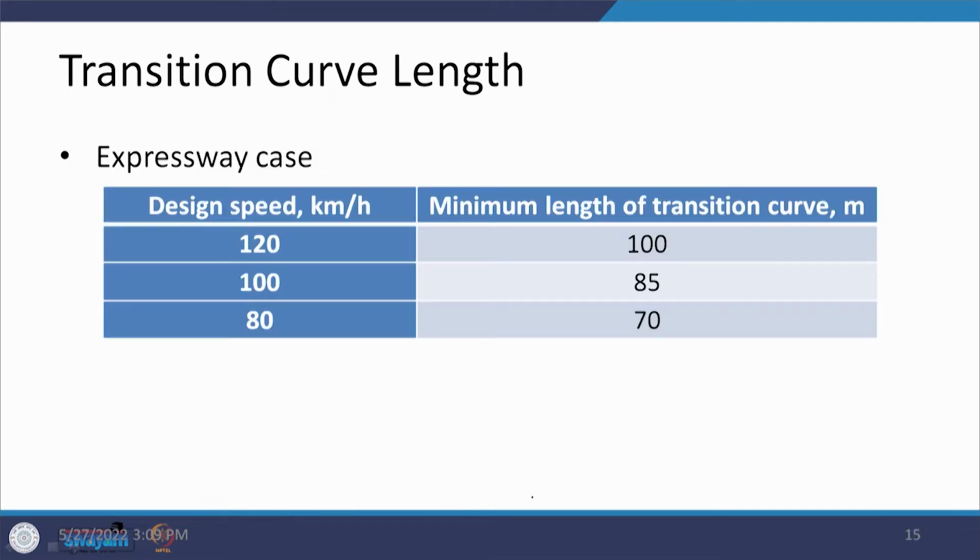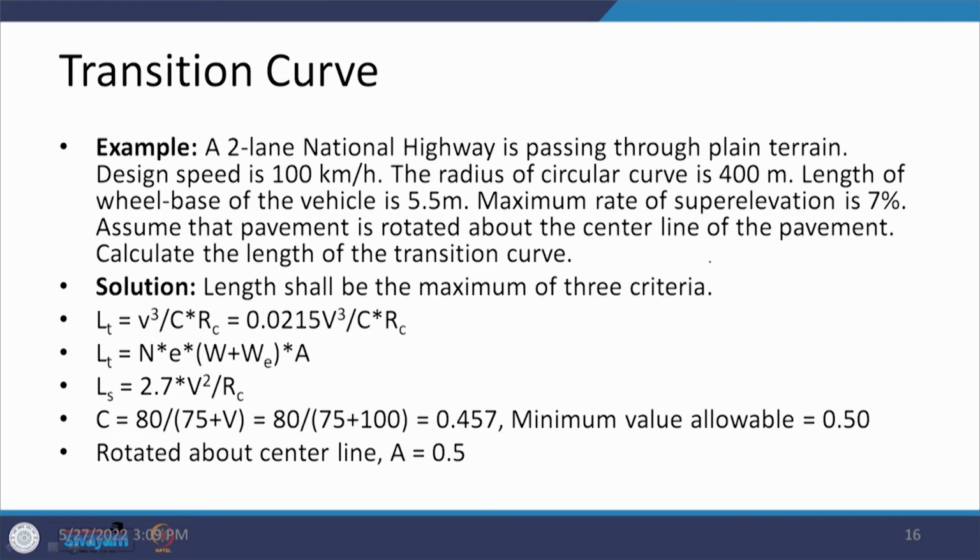In the case of expressways, the values are defined for the 3 categories of speeds, that is 80, 100 and 120 kilometers per hour, and for those we have 70, 85 and 100 meters as the minimum length of the transition curve. Let us have an example here.